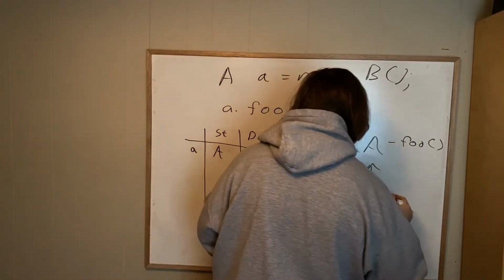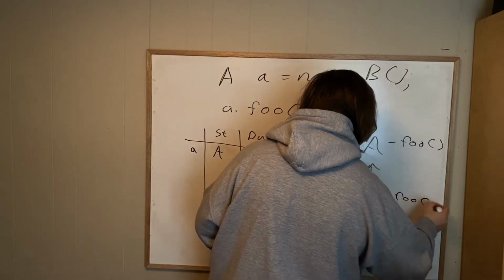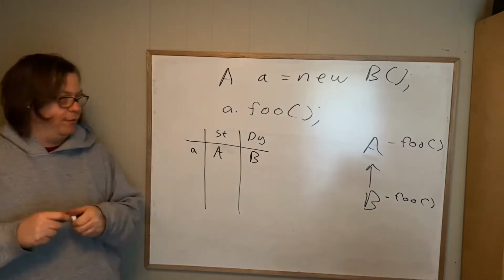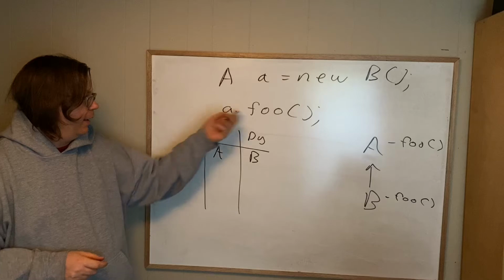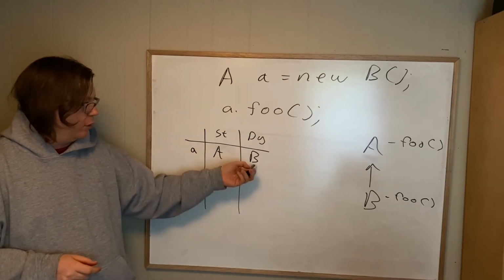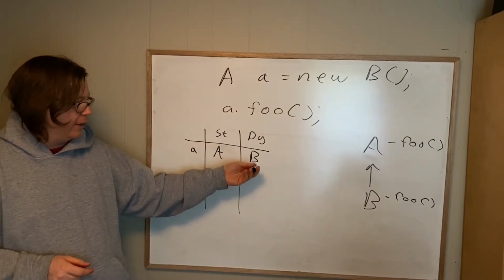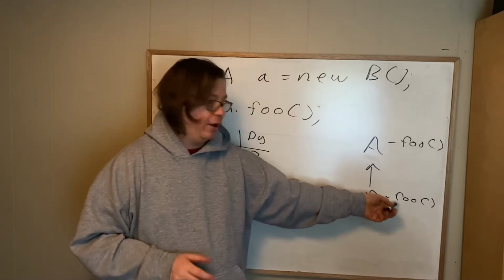If however, B overrides foo, then when we say A.foo, we're looking at runtime, we're looking at the dynamic type, B. There's a foo method there, we call that one.